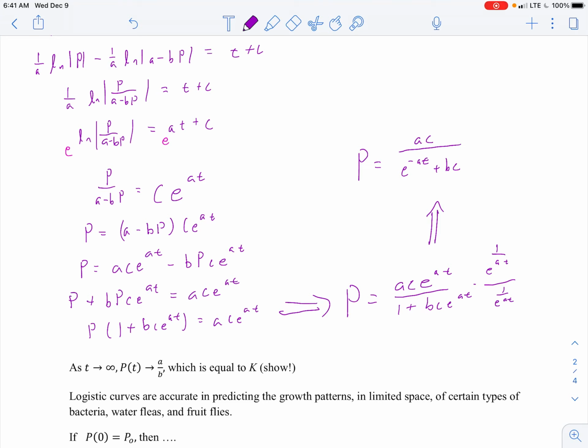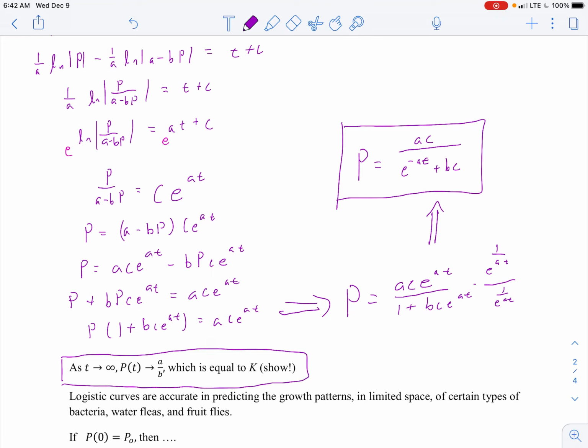And that's going to be our solution to the logistic equation. Right now, we're going to continue to manipulate this a little bit more, but we're going to do that right underneath. So, as t goes to infinity, as time increases, P of t is going to tend towards A over B, which is equal to K. So remember, K is the carrying capacity.